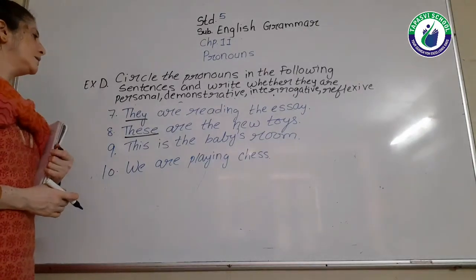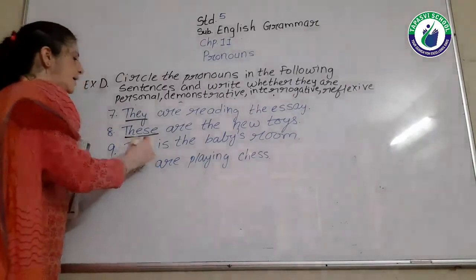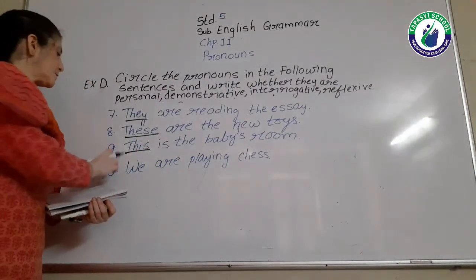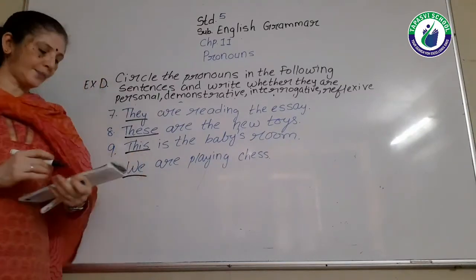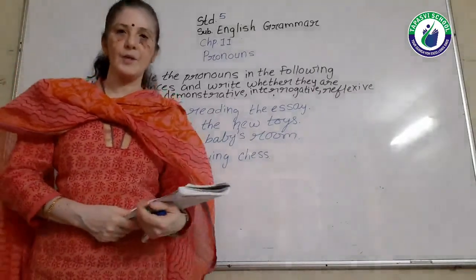Ninth one, this is the baby's room. Here again this is a demonstrative pronoun. And last one, we are playing chess. Here we is a personal pronoun.